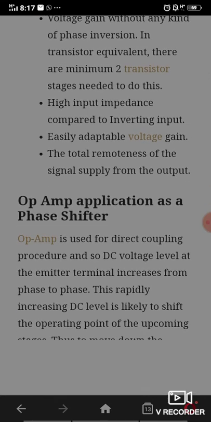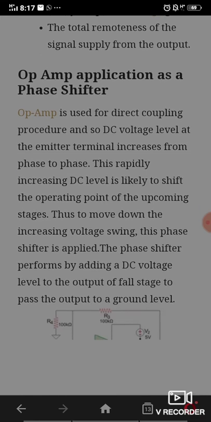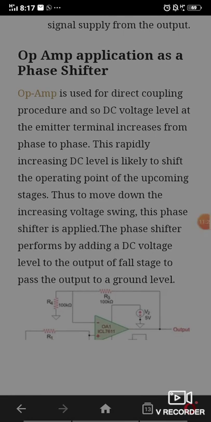Op-amp is used for direct coupling, and so the DC voltage level at the emitter terminal increases from phase to phase. This rapidly increasing DC voltage level is likely to shift the operating point of upcoming stages. Thus, to move down the increasing voltage swing, phase shifting is applied. The phase shifter is performed by adding a DC voltage level to the output of each stage to pass the output at ground level.